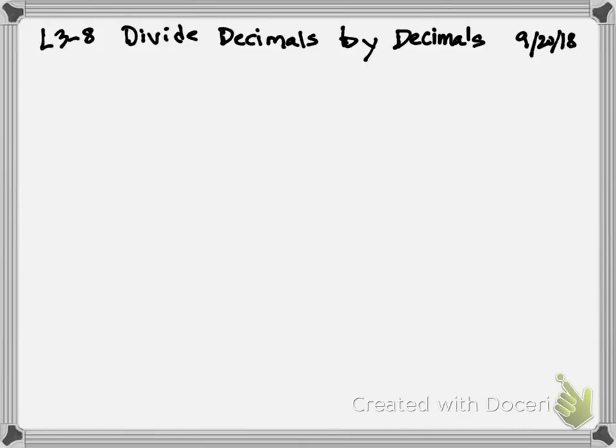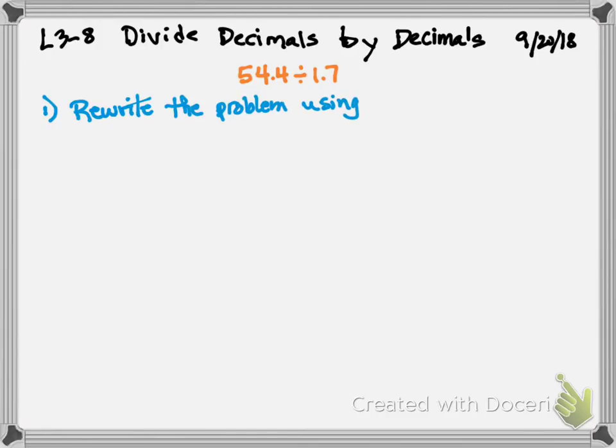Okay, so what kind of problem are we talking about? We're talking about one that looks like this. 54.4 divided by 1.7. So 54 4/10 divided by 1 7/10. So just like we talked about yesterday, in order to solve this problem, we have to first set it up properly. So we're going to rewrite the problem using the division house.